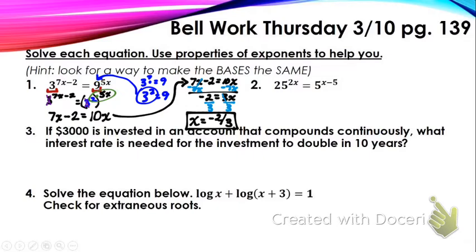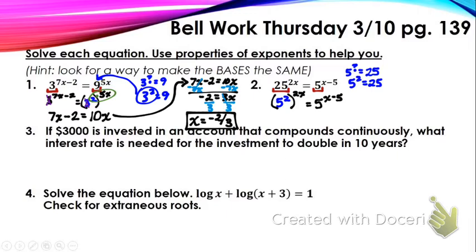Number 2, I'm going to be approaching pretty much the exact same way. I have these 2 bases, these 2 things that have exponents on them. Which one's the smaller base? 5 to what power gives me the other base? Squared again. 5 squared equals 25, so I'm going to replace the 25 with a 5 squared. And then that's still raised to the 2x power is equal to 5 to the x minus 5.